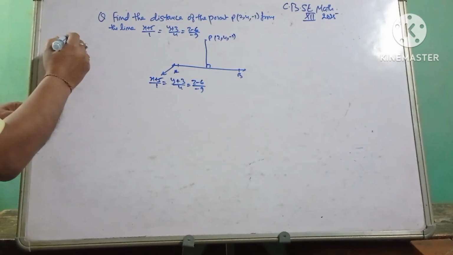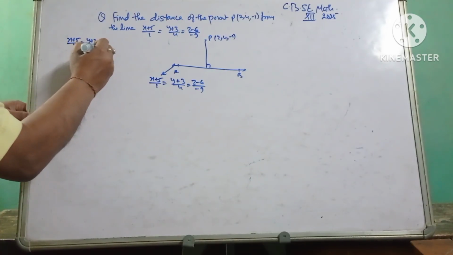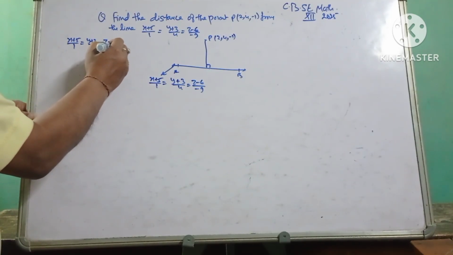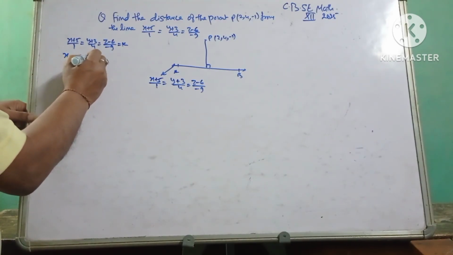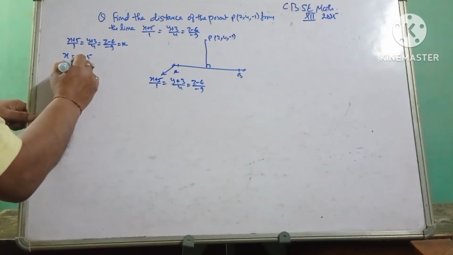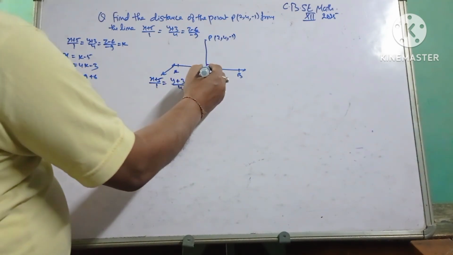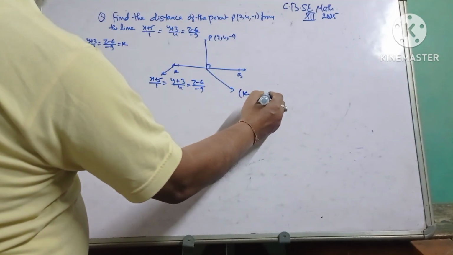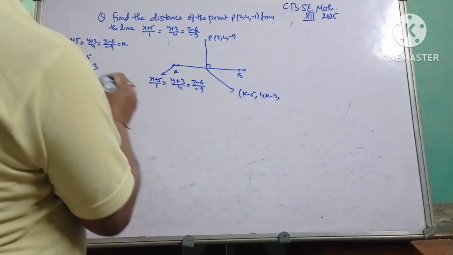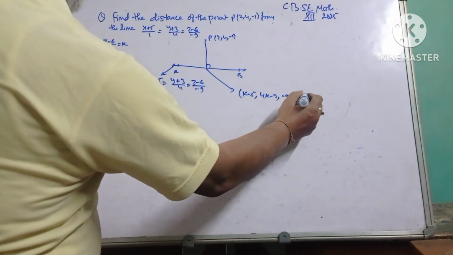So first of all, (x plus 5) by 1 is equal to (y plus 3) by 4 is equal to (z minus 6) by minus 9 is equal to k. So your x will be k minus 5, y will be 4k minus 3, and your z will be minus 9k plus 6. So the coordinates of this point will be (k minus 5, 4k minus 3, minus 9k plus 6).